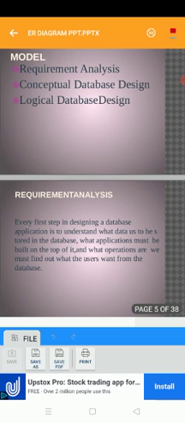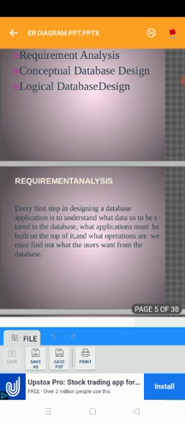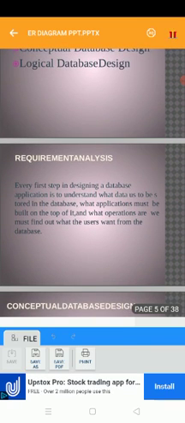In this first step of designing, we must clearly understand what is stored in the database, what application must be built on top of it, and what operations the user wants from the database. What operation, for example, is it a select operation, an update operation, or an insert; that must be clearly mentioned. What does the user want to store in the database, and find out its query.